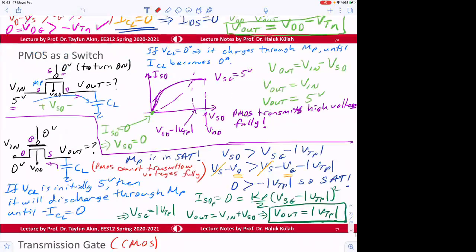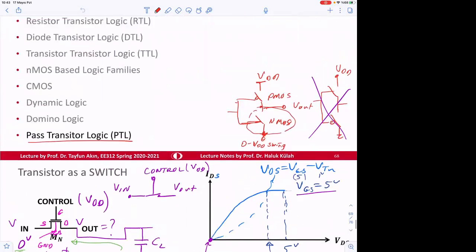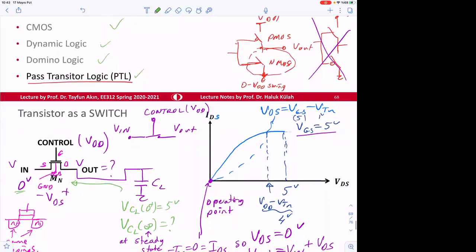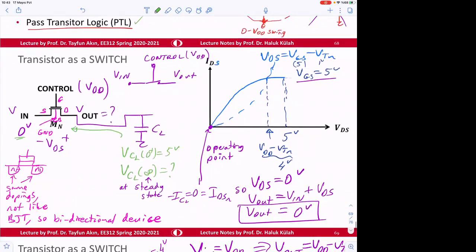Last time, just to remember, we covered all these subjects: diode logic, resistor transistor, diode transistor, transistor, NMOS, CMOS, dynamic logic, domino logic. There's one more logic maybe we should talk about. That is the pass transistor logic. We can consider this transistor as a switch.